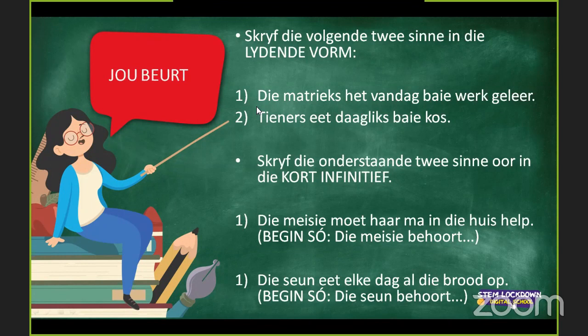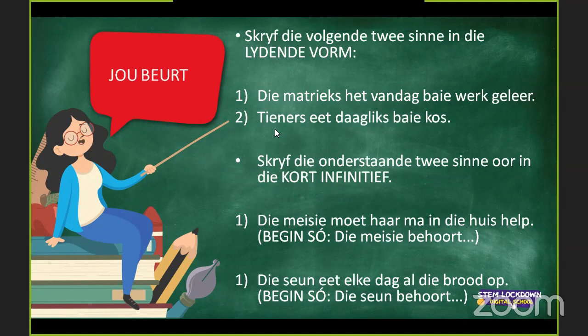So kom ons kyk. Die eerste sinnetjie is, die matriek het vandag baie werk geleer. So that's the first one. Remember, divide your sentence into stumpy if you're going to attempt this. Check the tense of the sentence as well as then applying the rule. Good. And dan sinnetjie 2, het ek gesê, tieners eet daagliks baie kos. Once again, divide your sentence into stumpy.